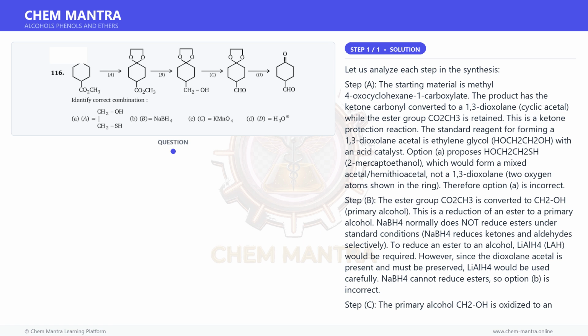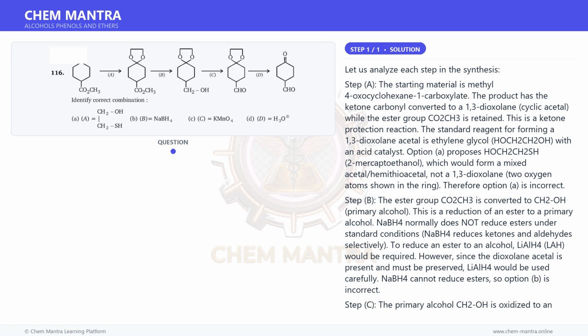Step C. The primary alcohol CH2OH is oxidized to an aldehyde CHO. KMnO4 is a strong oxidizing agent that would overoxidize a primary alcohol to a carboxylic acid, not stop at the aldehyde stage. A milder oxidant such as PCC, pyridinium chlorochromate, or Swern oxidation would be needed to selectively oxidize a primary alcohol to an aldehyde. Therefore, option C is incorrect.